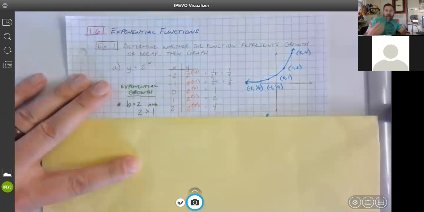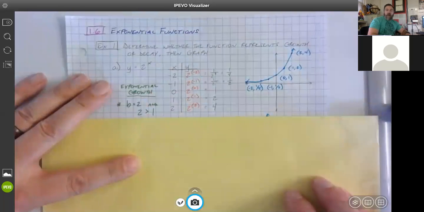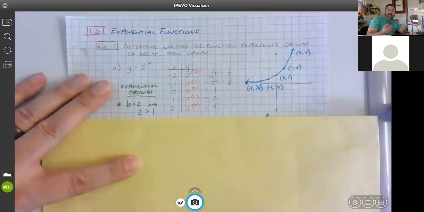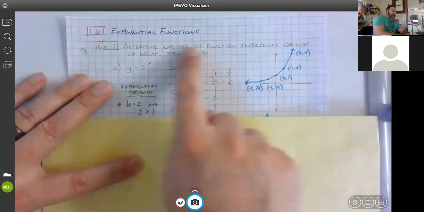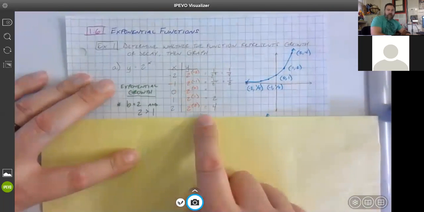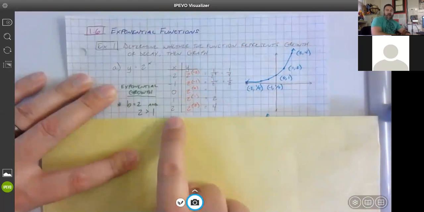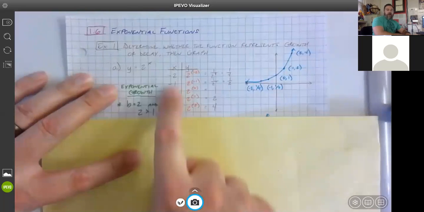That should become automatic as soon as you sit down to any of these problems, being able to identify growth or decay. Just compare it to 1, right? 2 is bigger than 1, that means my constant multiplier is causing it to grow every single time. But now for the interesting part, the XY table. I gave you this series of values for this example.